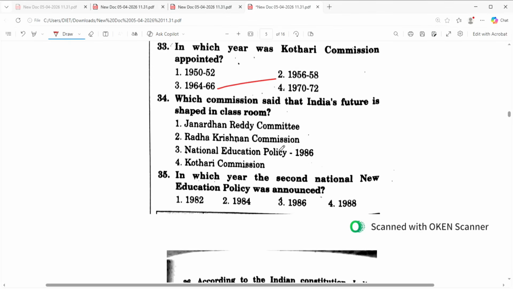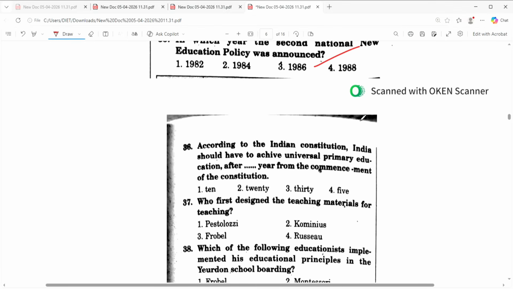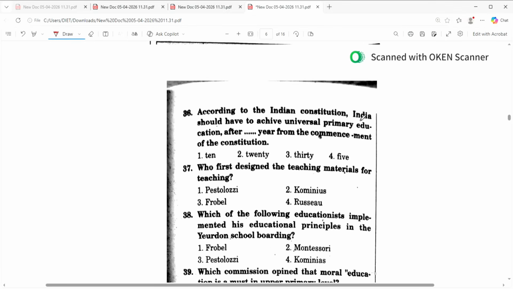Which commission said that India's future is shaped in the classroom? Janardhan Reddy Commission, Radhakrishnan Commission, National Education Policy, and Kothari Commission. The answer is Kothari. In which year was the second new education policy announced? 1980, 82, 84, 86, 88. According to the Indian Constitution, India should have achieved universal primary education after a dash years from the commencement of the Constitution, right? 10 years of the Constitution.